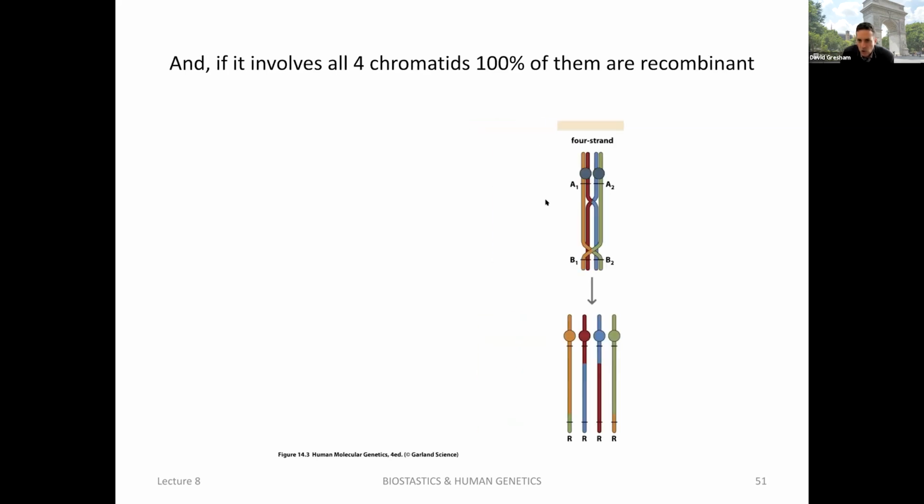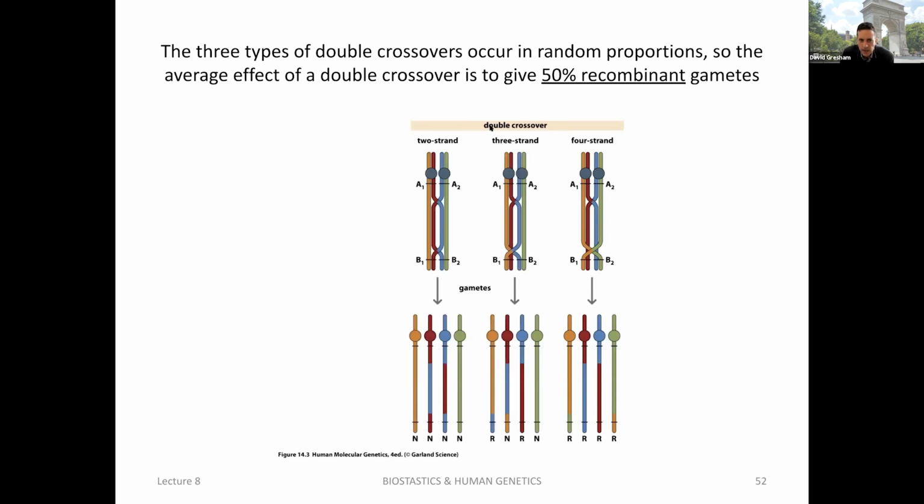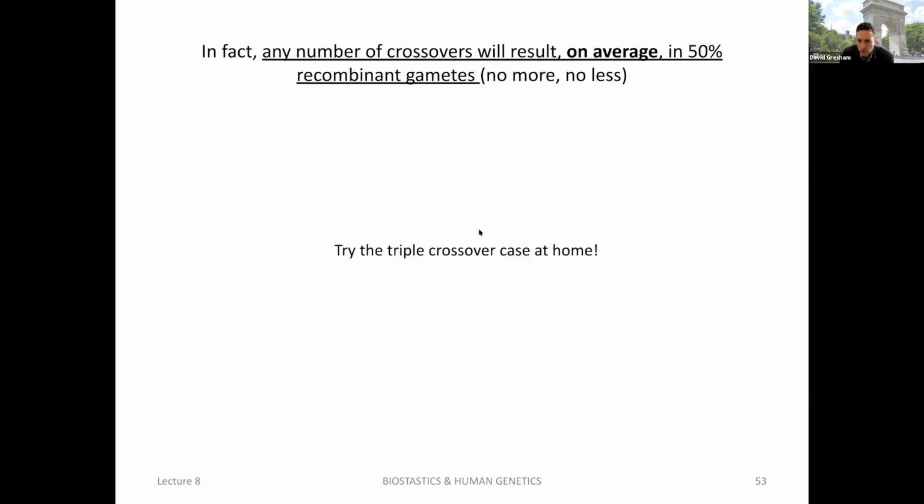Similarly, if all 4 of the sister chromatids are involved, then 100% of the gametes are going to be recombinant. And so it's actually the case that the 3 types of double crossovers occur in random proportion. So the average effect of a double crossover is to give 50% recombinant gametes, if we consider all these possibilities. And you can work this out, draw these pictures at home to consider what would happen in the case of a triple crossover, where we incorporate all possible triple crossover scenarios for having the 4 chromatids.